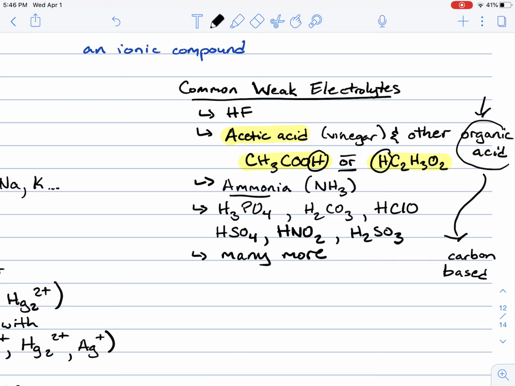And so ammonia, or NH3, is a common weak electrolyte. And you also have some common weak acids.